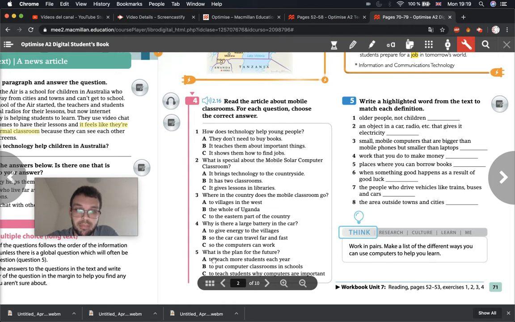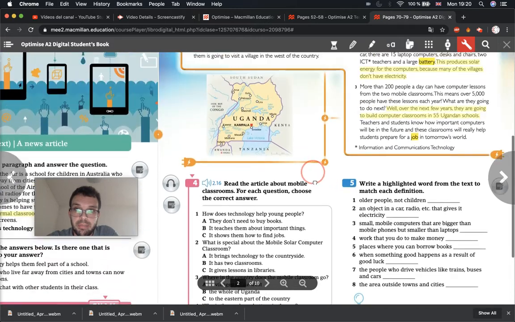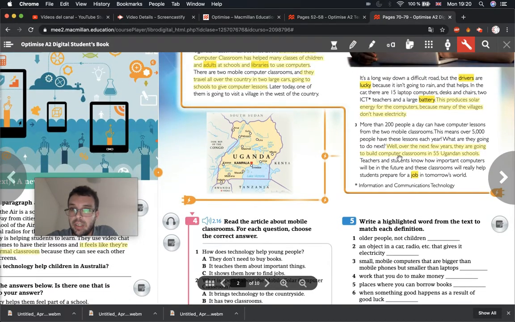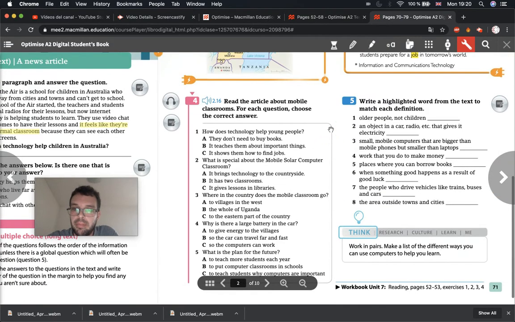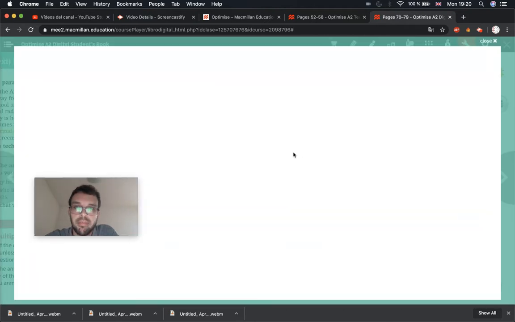Good. Let's continue. What is the plan for the future? Teach more students each year, put computer classrooms in schools, or teach students why computers are important? Have a look in the text, see if you can find the answer. I've given you a little help here. It says, over the next few years, they are going to build computer classrooms in 55 Ugandan schools. So you choose the best answer. What is the plan for the future? Good. Have you written your answers? Let's have a look.